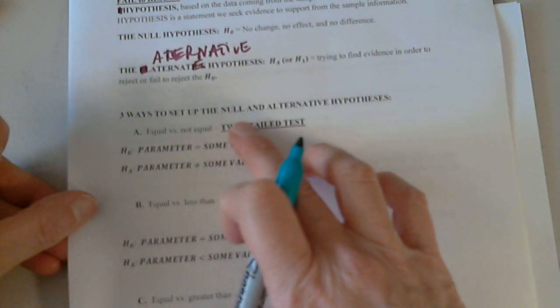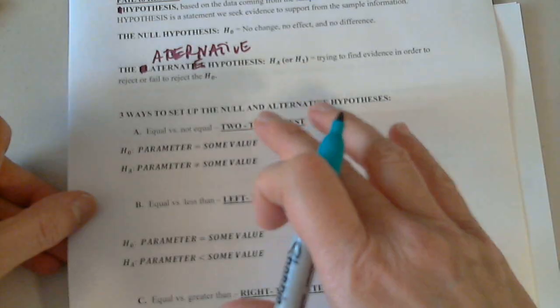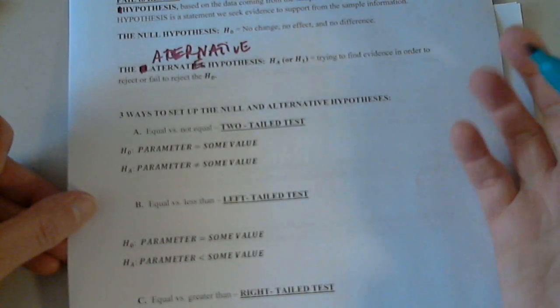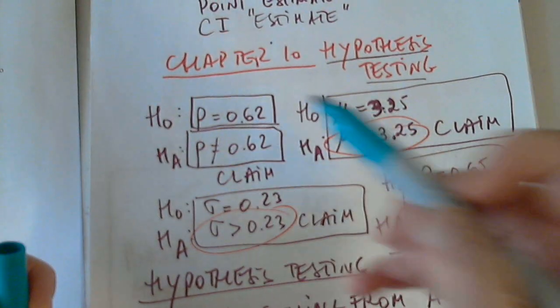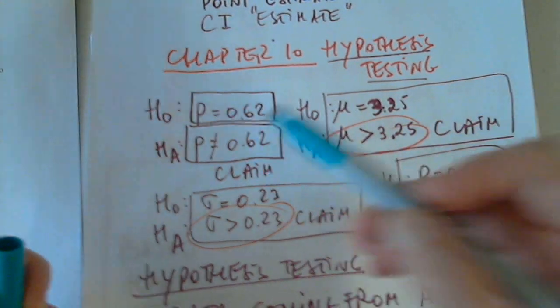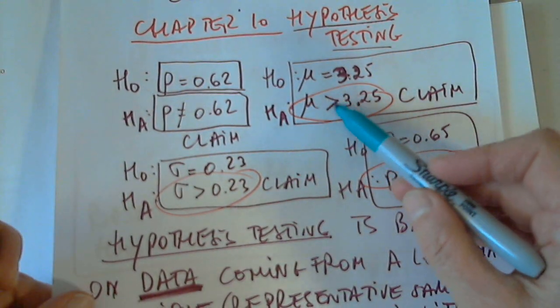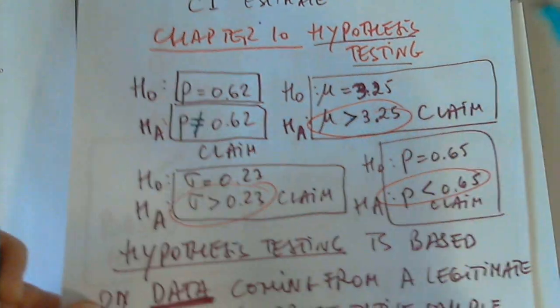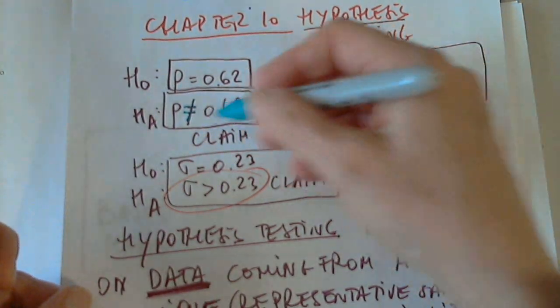Depending on the claim, okay, there are 3 ways to set up the null and alternative hypothesis depending on the type of claim. If it is this type of claim, with greater than, so this one does not equal to, this one is greater than, and the other one less than. 3 different types.